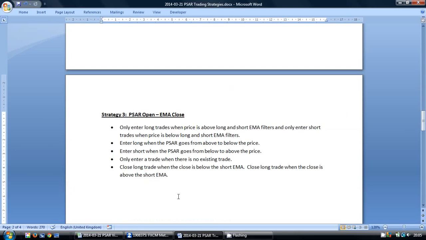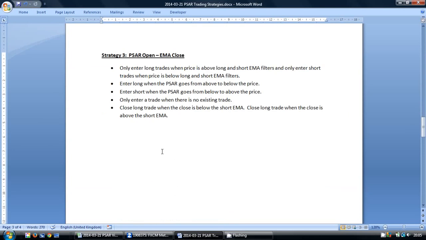Okay, the final strategy I wanted to look at using the PSAR to open our trades, but then using the shorter of the two EMAs as the closing mechanism. So again, the same as strategy 2, we're going to want to be above both exponential moving averages before we enter long, and below both of them before we enter short. And the shorter of the two EMAs is also going to be our closing mechanism.